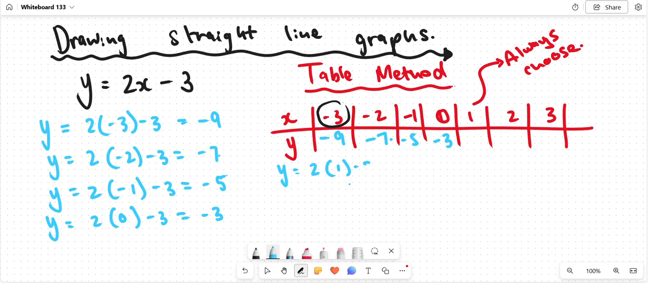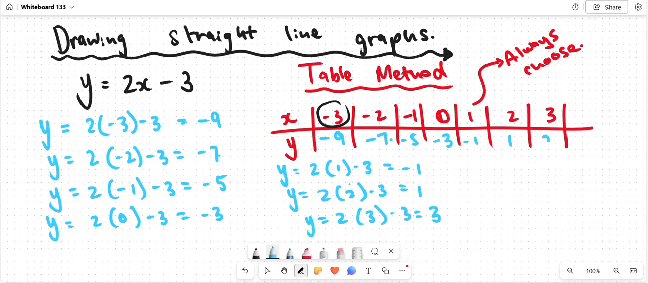So if it's 1 minus 3, that is -1. This next one is 4, it's +1. And the last one is 6, it's +3. So these are the y values that we get.